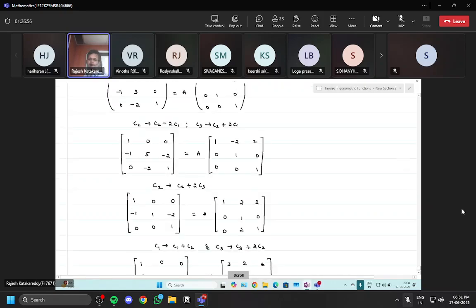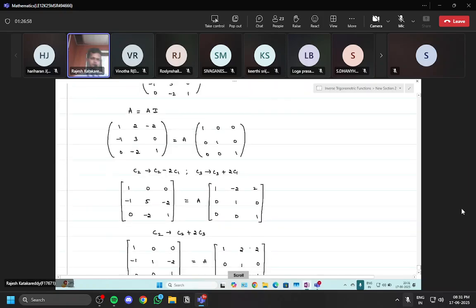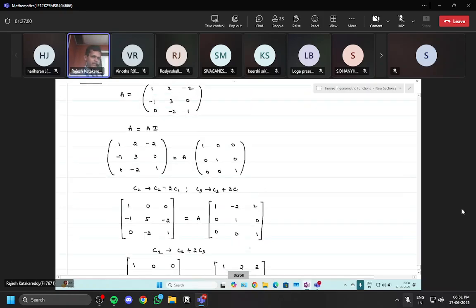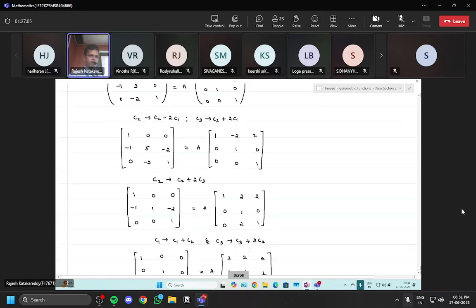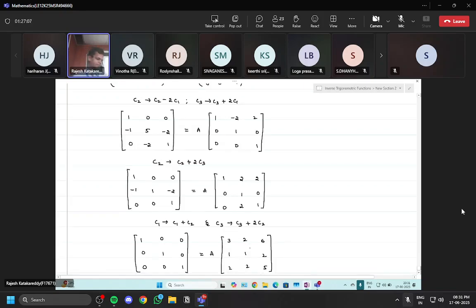This is the inverse. Anybody copying this? Quickly copy it. What about this part?